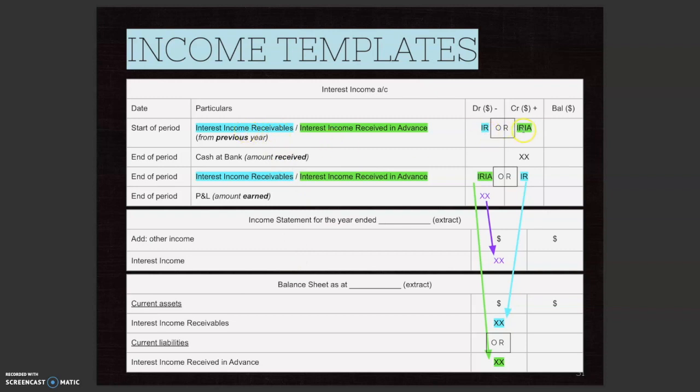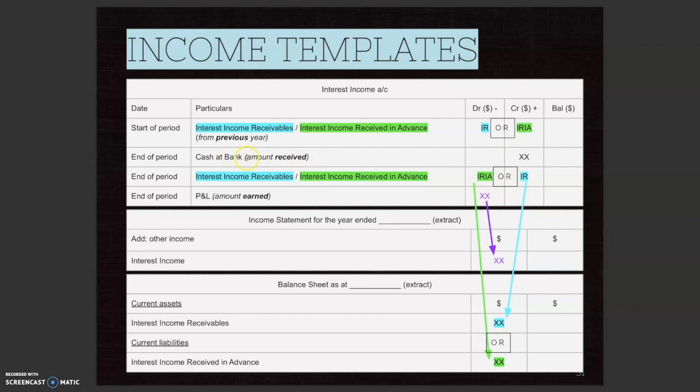This time around we don't have the PAPA to help us remember, but we can remember using the start of the period. The receivables will be on the debit side and the receipt in advance will be on the credit side, and at the end of the year they will swap position. If you look at the expense template, the start and end of the year also switch position.